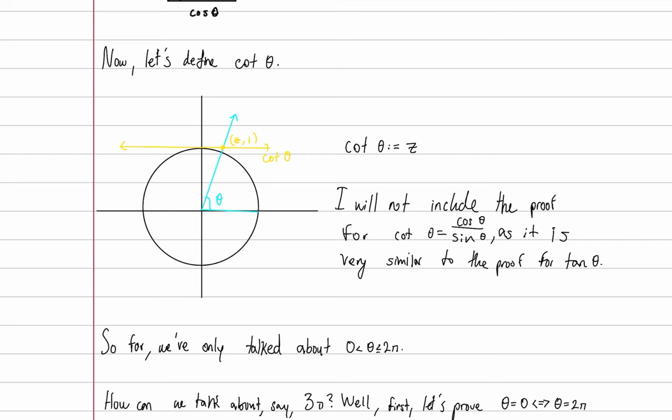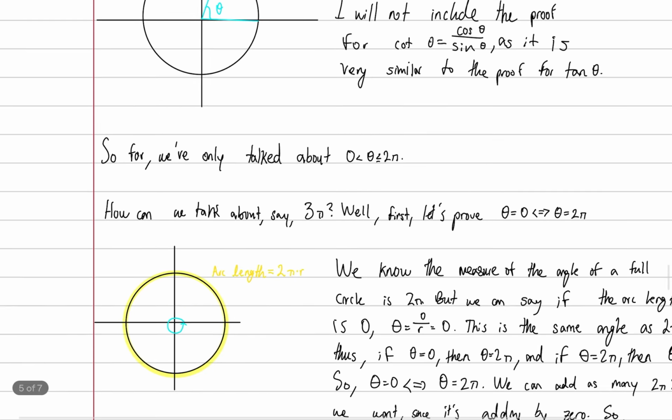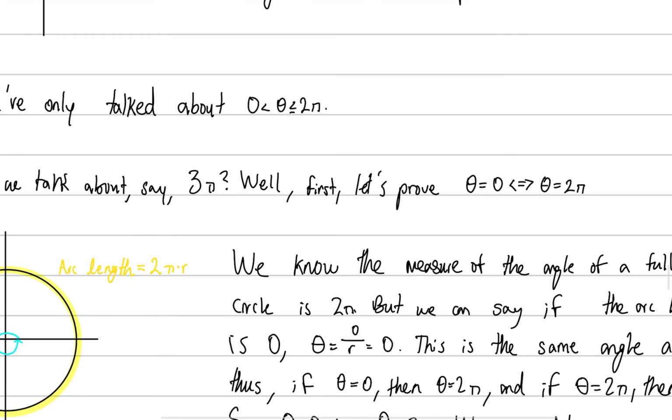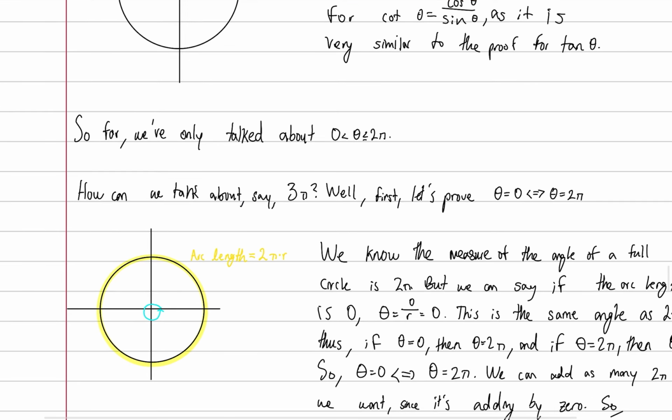So far, we've only talked about angles between 0 and pi over 2. Now we're going to talk about 3 pi over 2 or 17 pi over 2, all of these big angles that aren't precise. Well, first we want to prove that if an angle is equal to 0, then it is also equal to 2 pi. Those are logically equivalent.